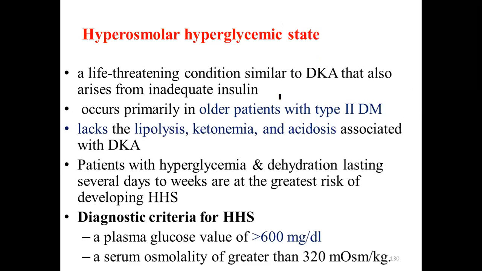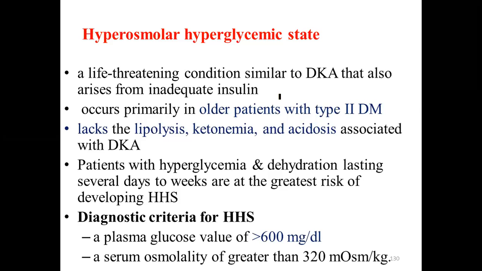Then the next one, acute complication, is hyperosmolar hyperglycemic state. So at the end of this section on hyperosmolar hyperglycemic state, you should be in a position to differentiate between HHS and DKA.